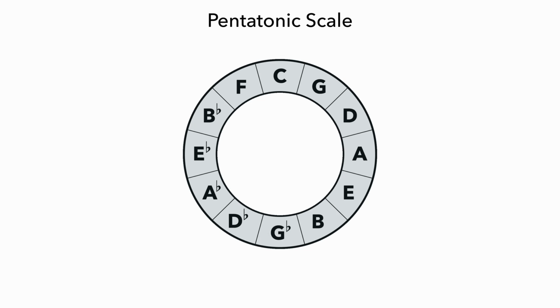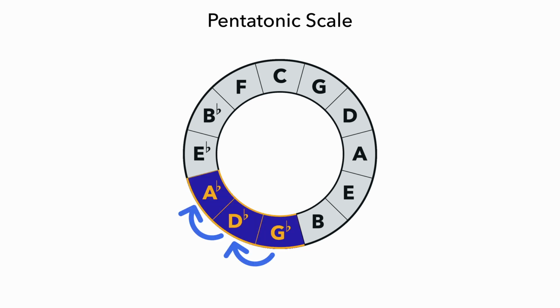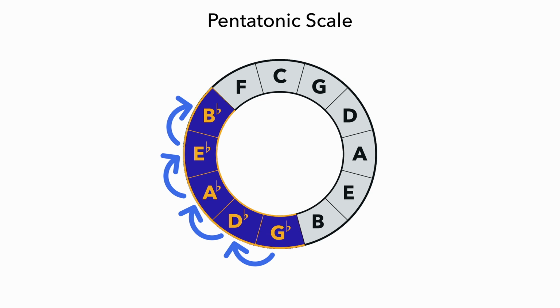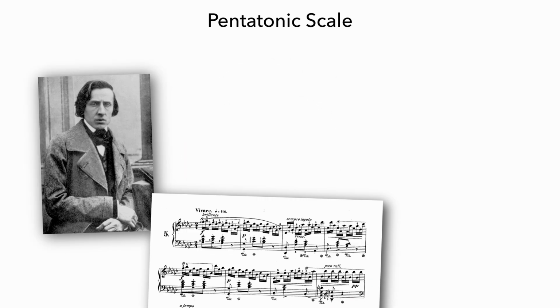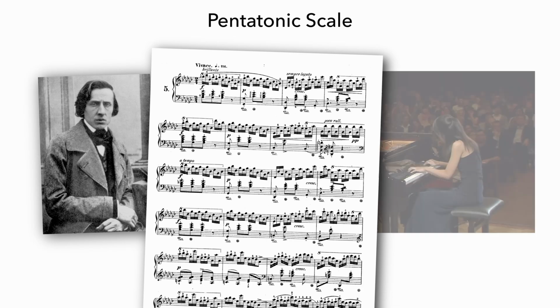Interestingly, if we use the same method with an F sharp as our starting point, we'll arrive at a pentatonic scale which consists of the 5 black keys on our piano. So, if you only play the black keys, you are using a pentatonic scale, and occasionally, composers have made use of this, such as Chopin in his so-called Black Key Etude.